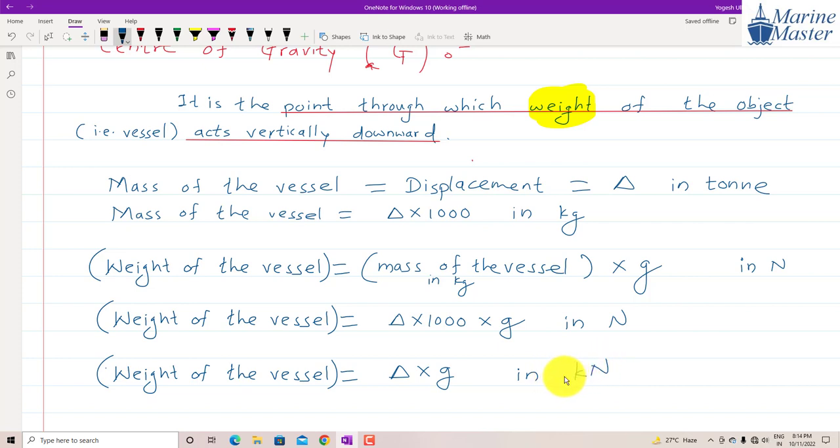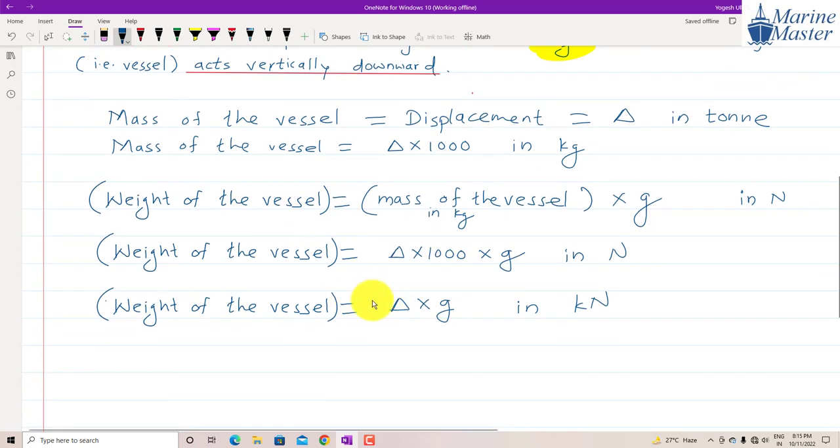Try to see the scenario here. We got the weight of the vessel in kilonewton. Weight means gravitational force. So the weight of the vessel we got is delta into G in kilonewton. If you multiply delta, which must be in ton, by G, we will get the weight in kilonewton.